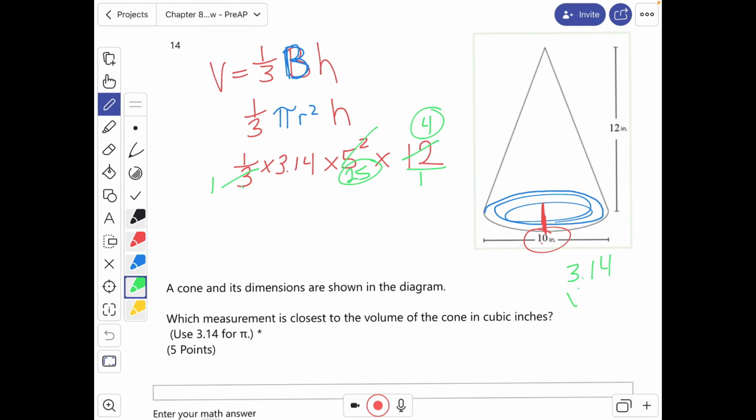And then 3.14 times 100, 314. So the volume of the cone is 314 inches cubed.